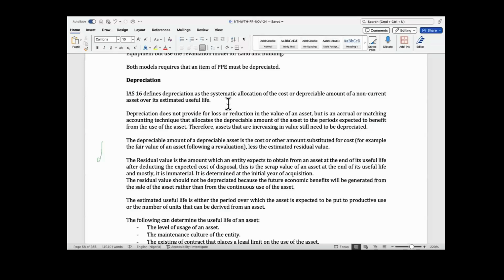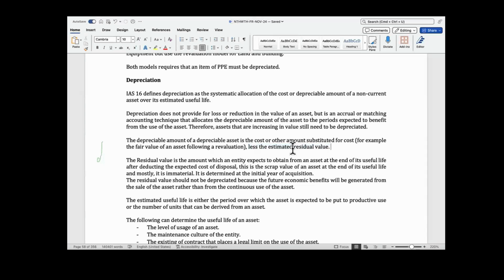3 items are sacrosanct here. The first is systematic allocation. The second is cost or depreciable amount. And the third is useful life. Now, the easier one is this cost or depreciable amount. So when we say depreciable amount, we are talking about the costs that you are expected to depreciate, or we call it the cost less estimated residual value. Cost less estimated residual value. That is the depreciable amount.